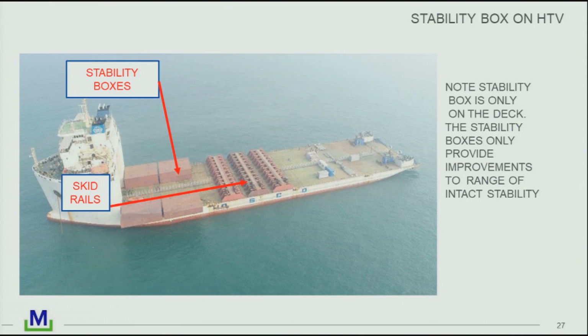You asked before about the stability boxes. Many of these heavy transport vessels are really struggling for range of stability. You could put permanent sponsons on the side, but that may mean that we can't do a float-over operation, for instance, or we can't get through a canal. And they also increase the drag during the transit. So what these do is these increase the range of stability only. They decrease the GM initially and then increase the range of stability.